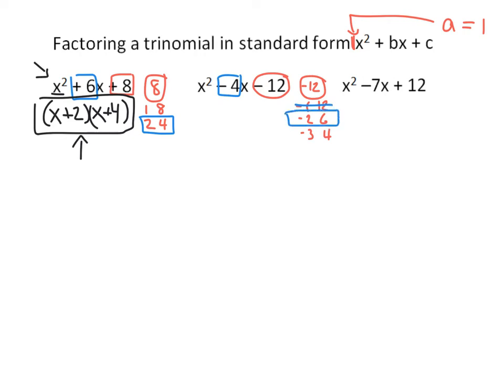This adds up to positive 4, and we need a negative 4, which means that we need to switch the negative to a positive and the positive to a negative. And now those two will add up to negative 4. I'm going to put my parentheses down.